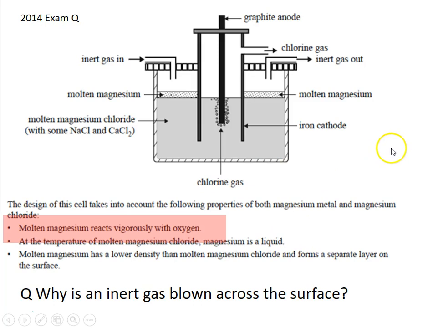So magnesium and all of those metals, sodium, aluminium, all of the metals that are under the water, are very strong reducing agents, and they will react vigorously with oxygen in the air. This question actually stated that in the information that was given. So an inert gas is blown across so that magnesium doesn't come in contact with any oxygen from the air, and otherwise it would react with it.